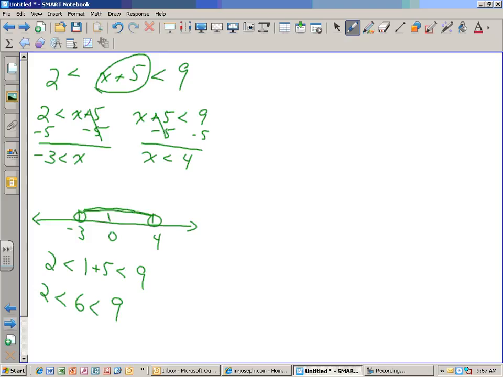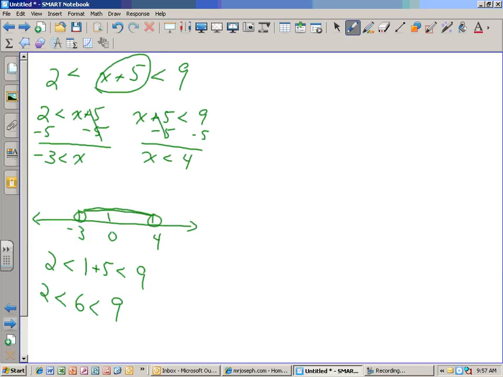Yes, Austin. How do we know it's an and statement? All right, that's a good point. How do we know it's an and statement? If you see a situation where it's set up like this, it is an and statement. Or you could see the word and. And means between.